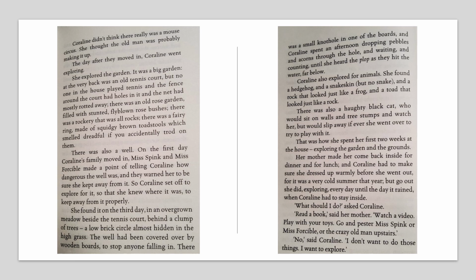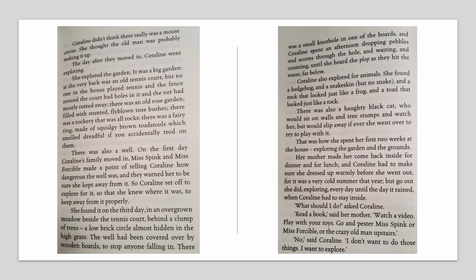Coraline also explored for animals. She found a hedgehog and a snakeskin, but no snake, and a rock that looked just like a frog, and a toad that looked just like a rock. There was also a haughty black cat who would sit on walls and tree stumps and watch her, but would slip away if ever she went over to try to play with it.